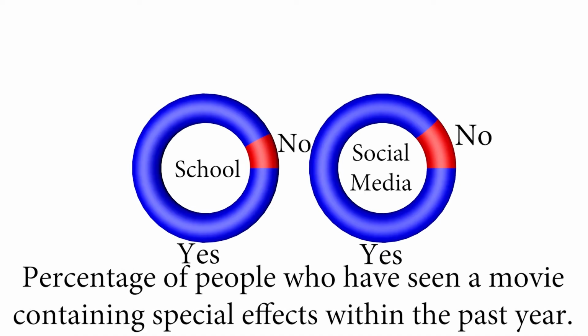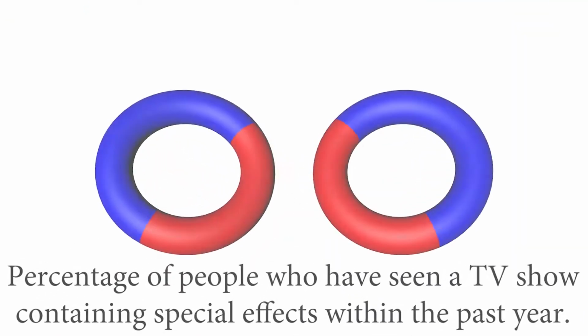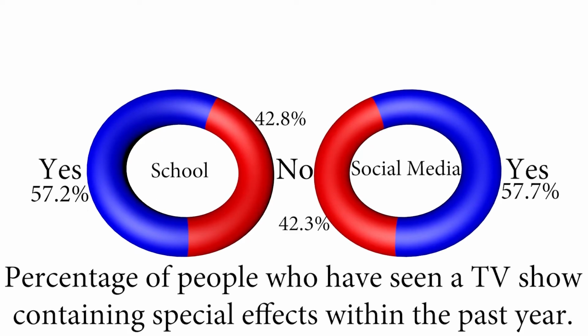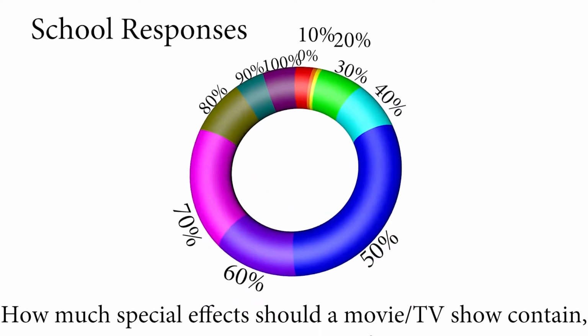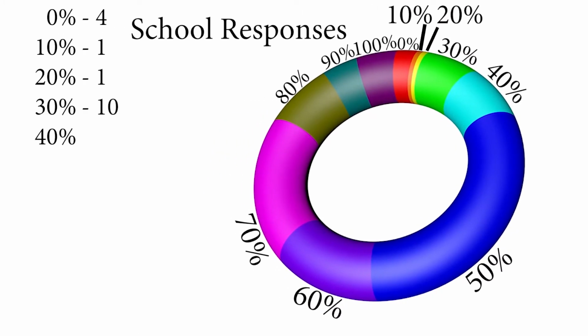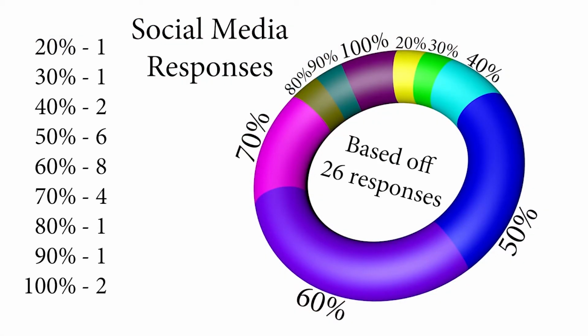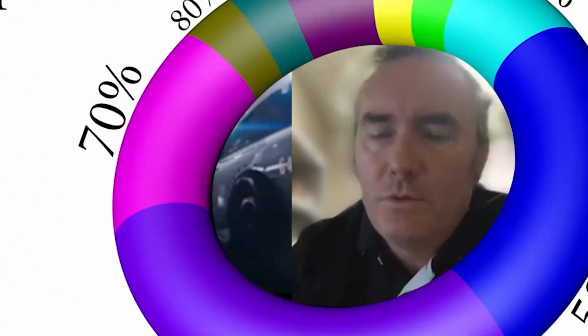A recent survey conducted on social media and at school shows that people are more likely to watch a movie with special effects in it rather than a TV show with special effects in it. When asked how much of a program should contain special effects, most of the school responses stated that a program should have around 50% special effects, and the social media responses stated that a program should have around 60%.